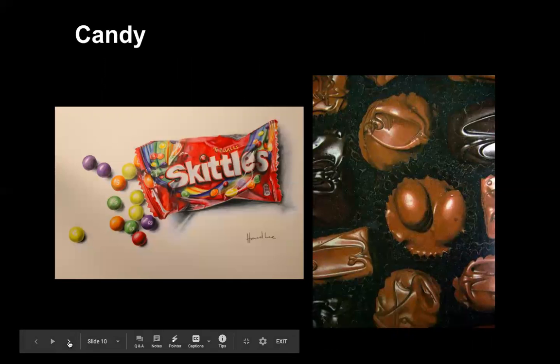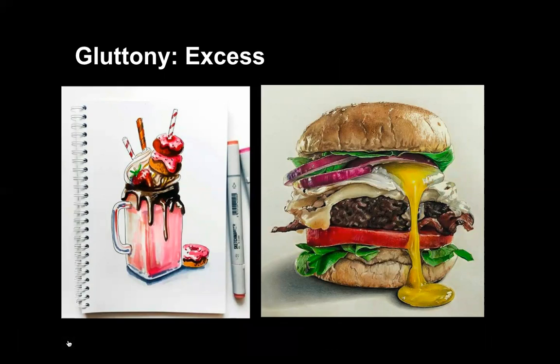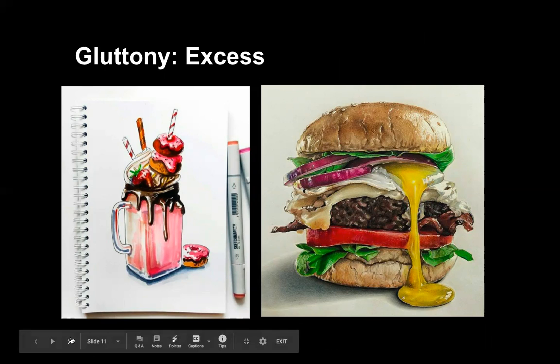Candy works really well. You could talk about gluttony or excess. Notice how that egg is dripping down this burger. Keep in mind, all of these examples are in marker and color pencil.